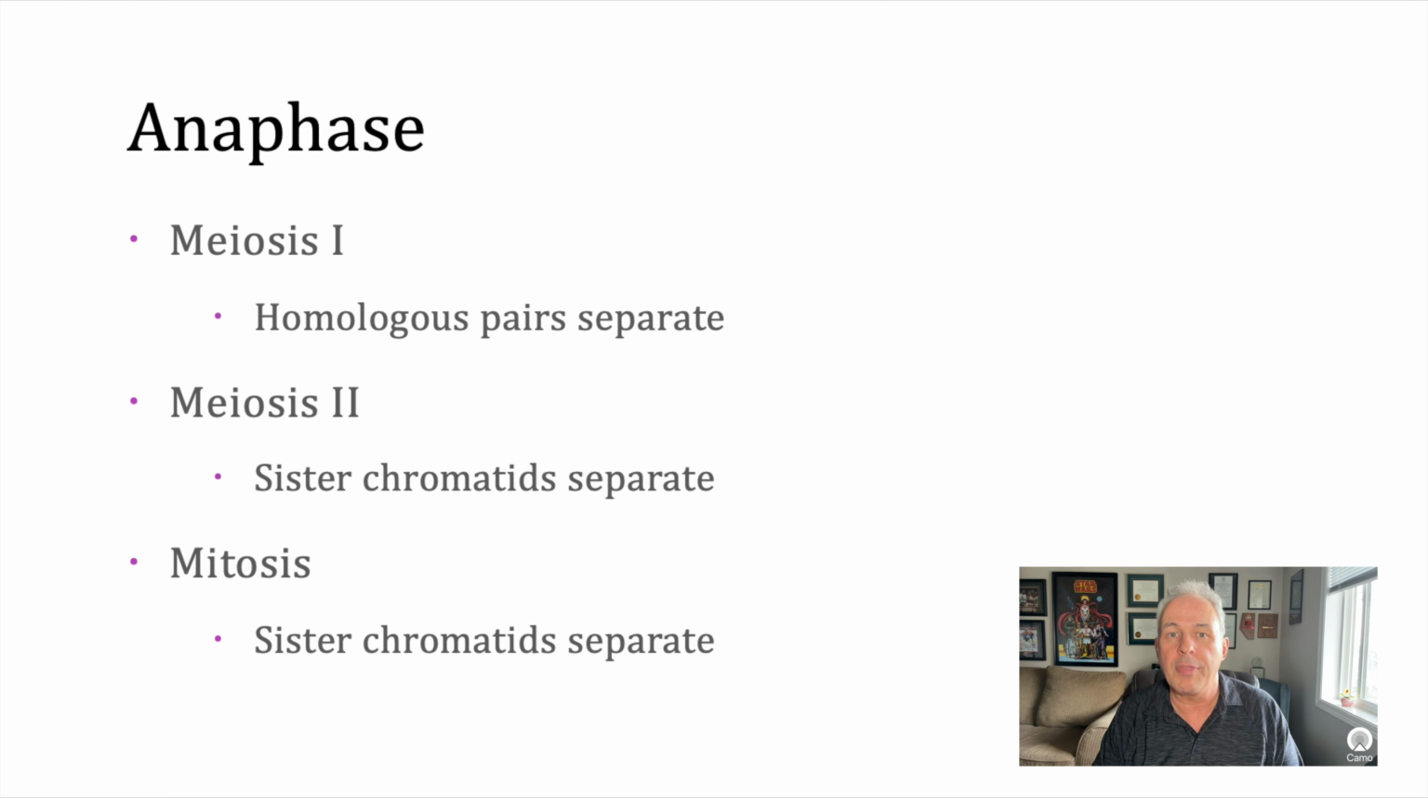So these are then haploid cells. They're chromosomes without their homologous partners. But the chromosomes are still arranged as sister chromatids. So the second meiotic division, just like anaphase in mitosis, sees the sister chromatids separate.